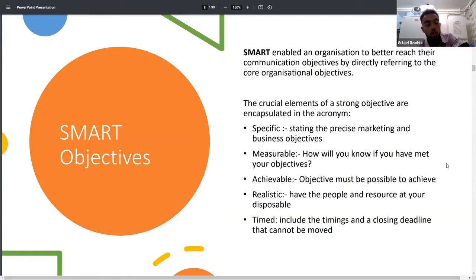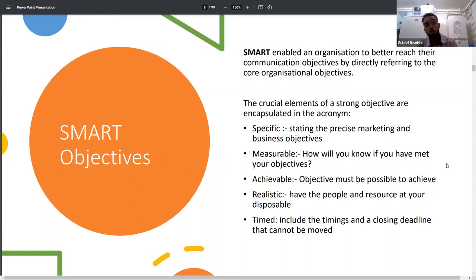Now also, the ways you can set objectives are really clear. You can also use SOSTAC. SOSTAC is a marketing framework developed by P.R. Smith, who's an academic theorist. SOSTAC stands for situation, objective, strategy, T for tactics, A for action, and C for control. And so you could go in depth with SOSTAC and use that to give you further understanding on how you could bring that SOSTAC model into consideration.